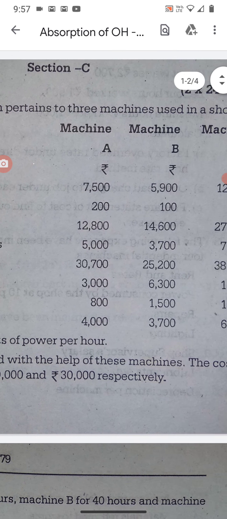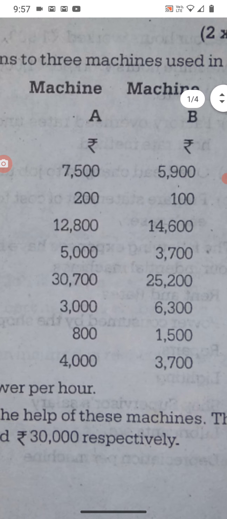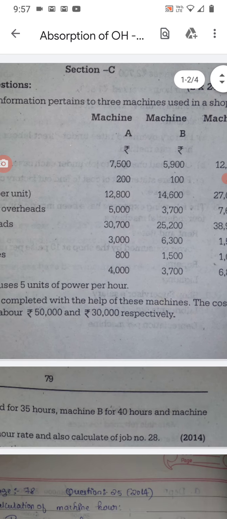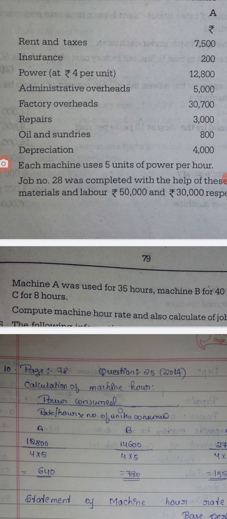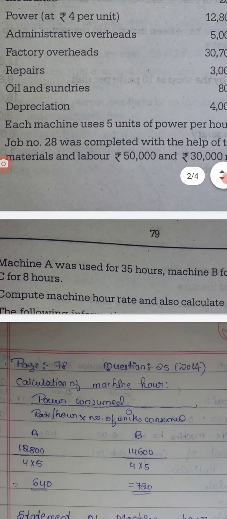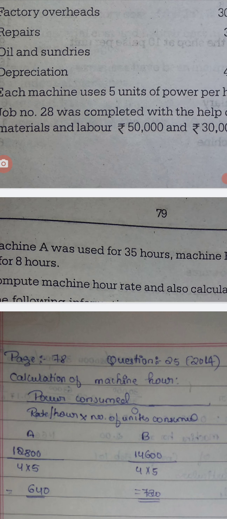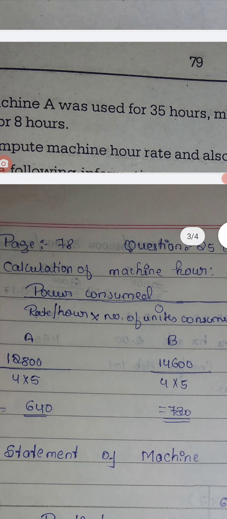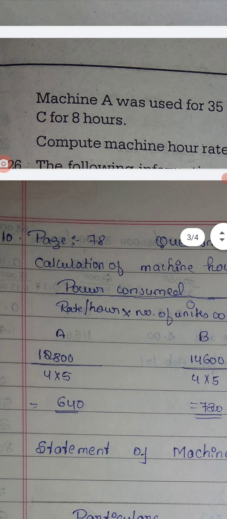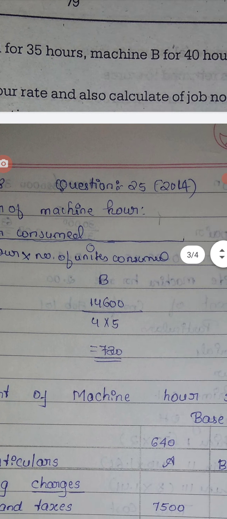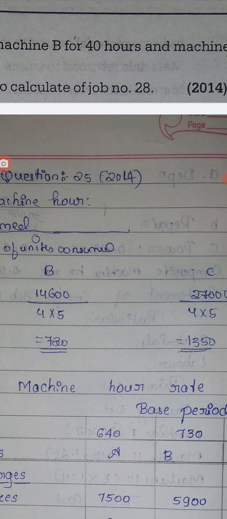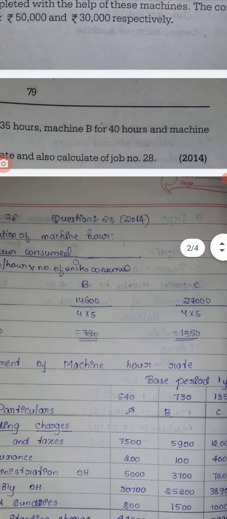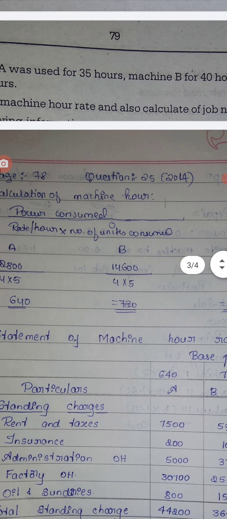In all the three cases, three machines, here it is power: 2300, 12,800, 14,600, 27,000. Then you have the rate per hour, 4 per unit, so divide by 4 in all the cases. And each machine uses 5 units of power every hour, so the units consumed are divided by 5. Always use this formula to calculate machine hours. So in case of A it is 640, B it is 780, and C it is 1350. This is the first step in the machine hour rate method, the number of machine hours.